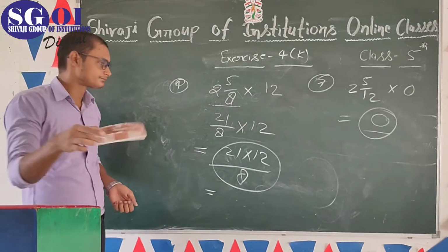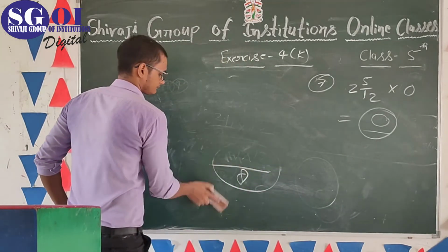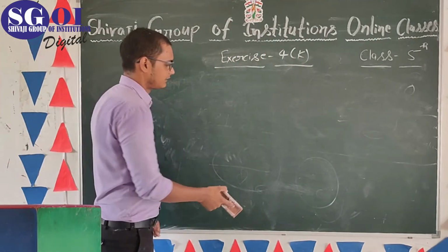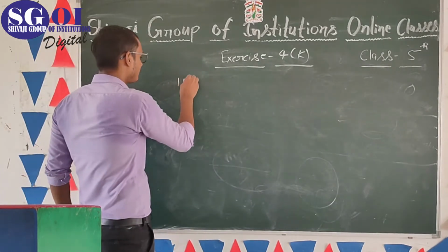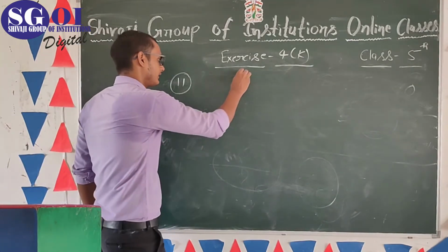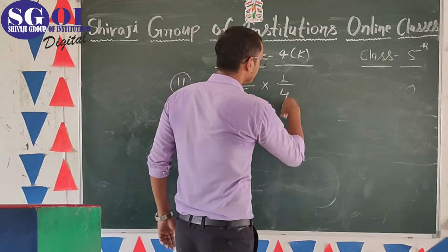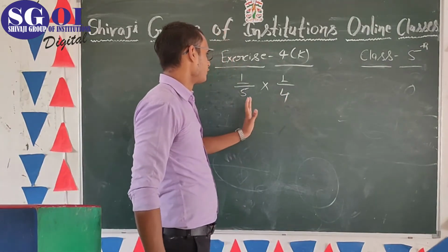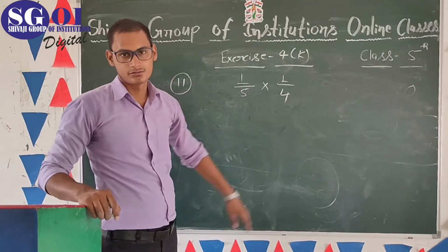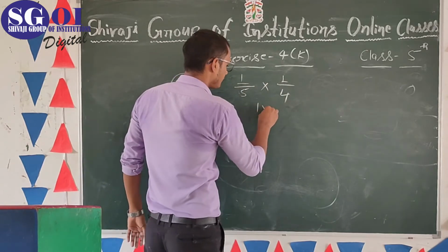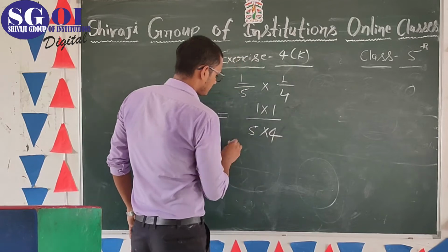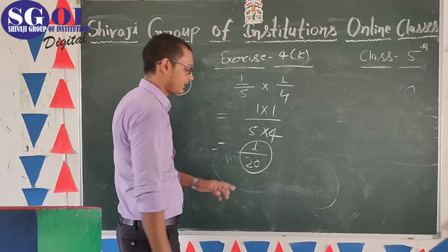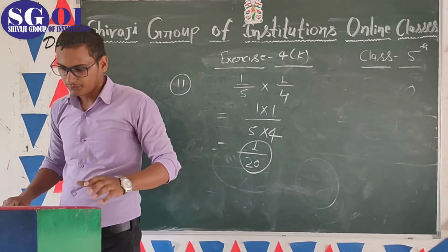Next, question number 11. In previous questions, we had a fraction and a whole number. In question number 11, we apply the second property of multiplication. We have two fractions, 1 upon 5 and 1 upon 4. So the formula is the product of fractions is equal to the product of numerators upon the product of denominators. Then 1 multiplied by 1 is 1 and 5 multiplied by 4 is 20. So the answer is 1 upon 20.